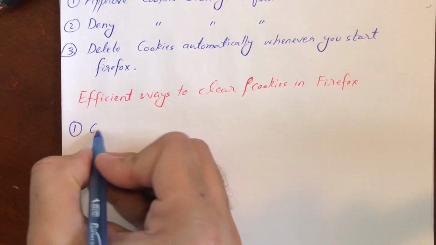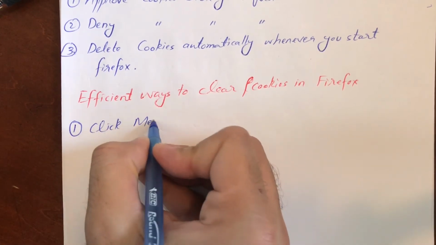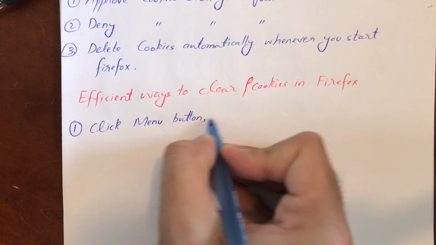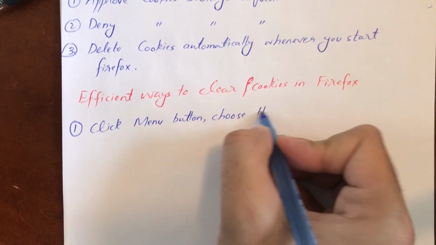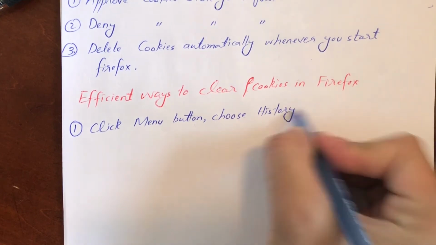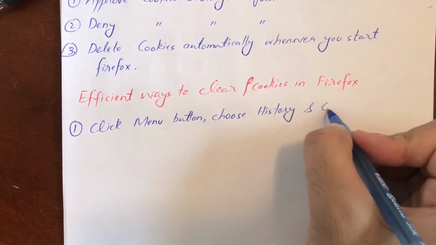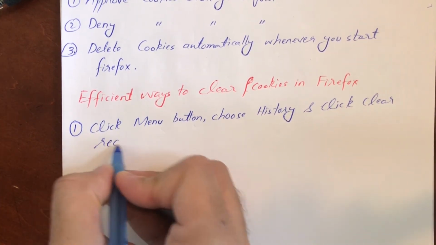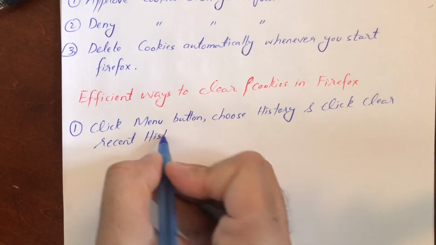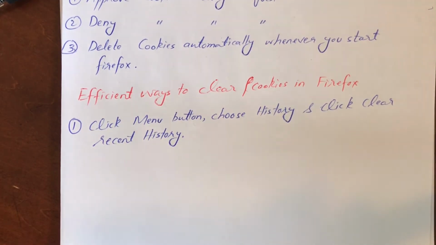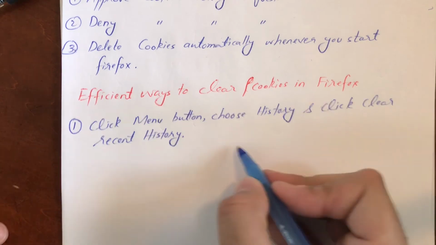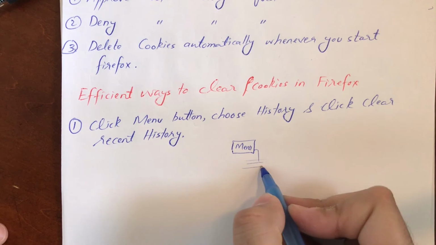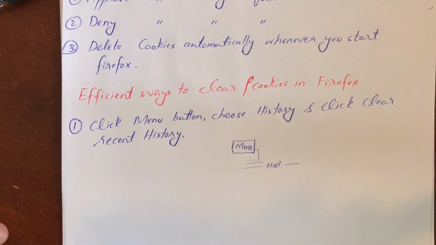Number one, firstly, you need to click the menu button on Firefox, then choose History, then click Clear Recent History. So this is one of the ways. You will see the menu on your Firefox. It will show you a drop down menu, then select History and then Clear Recent History.